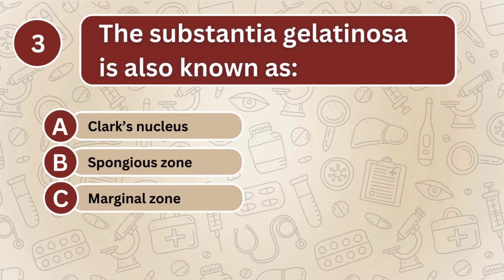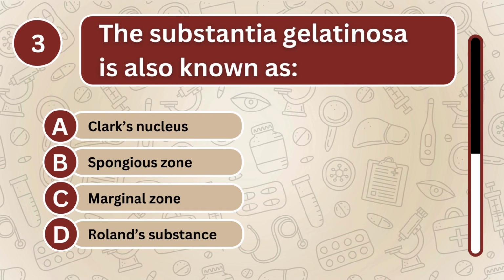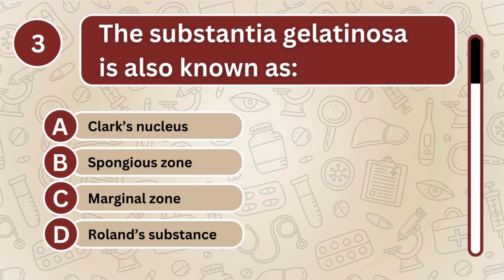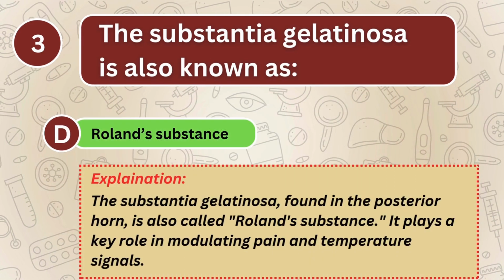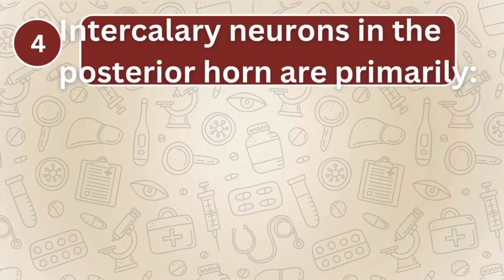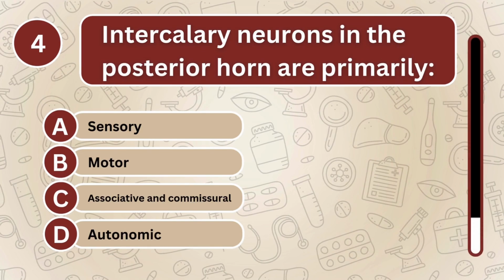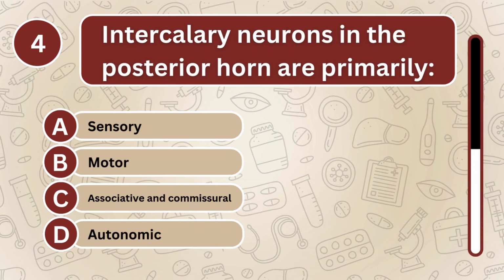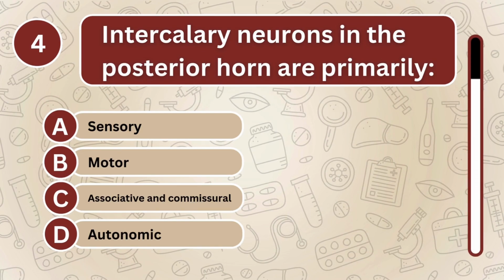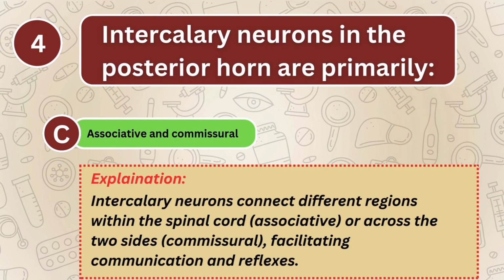The substantia gelatinosa is also known as... it's D. Rolland substance. Intercalary neurons in the posterior horn are primarily... it's C. Associative and commissural.